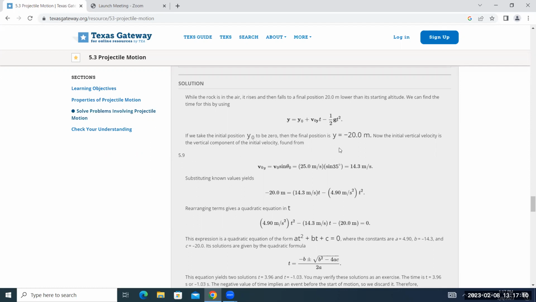So if we look at what we know, we know a final y, we know an initial y. We're trying to find a t, so that's okay, we don't know that. We know a 1/2, we know g, that's a constant. So we don't know what this v0 sub y is. But we do know what the total velocity was.